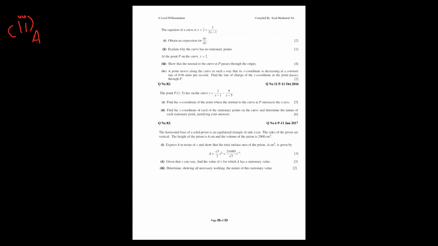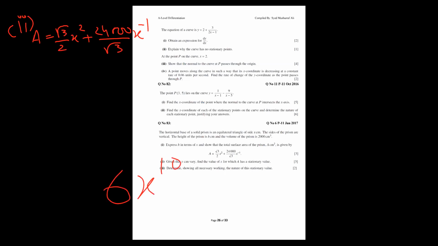Area is equal to (root 3 by 2) x squared plus (24,000 by root 3) times 2x to the power minus 1. But before I start, take 6x to the power 10. When you want to differentiate this, you never touch the 6, because it is a multiplying coefficient. A coefficient you never disturb. Just bring 10 down and the power becomes 1 less.